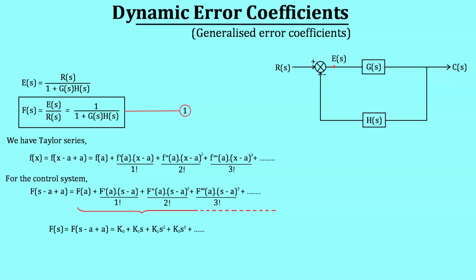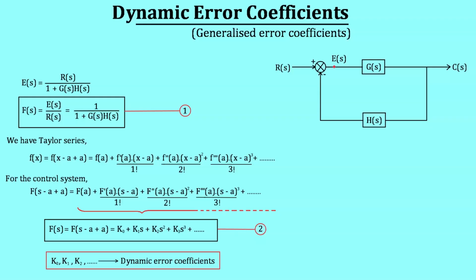Now, here is a very important assumption. Rather than finding and calculating different derivatives and their values, we have simply assumed that this expression will come out in the form of k0 plus k1 s plus k2 s squared, and the sequence will go on. There is no need to calculate different derivatives, as our intention is to make this analysis easier, not to make it more complicated. That's why we have written this expression in another form without even calculating. Let this be the second equation. Here, the different coefficients of s, which are k0, k1, k2, k3 and so on, are referred to as dynamic error coefficients. I hope all the steps until now are clear to you.